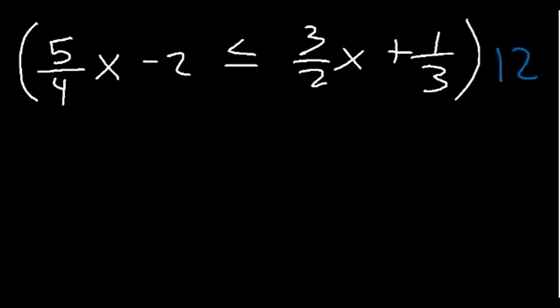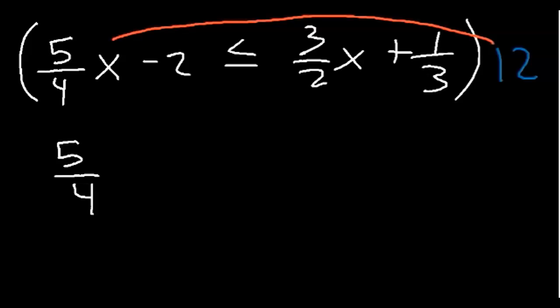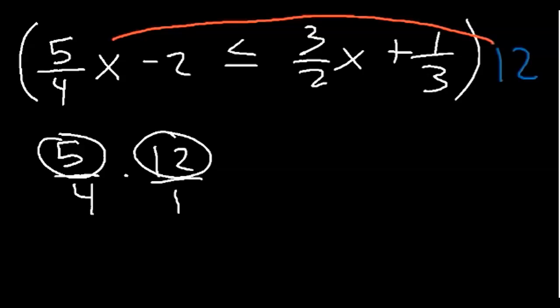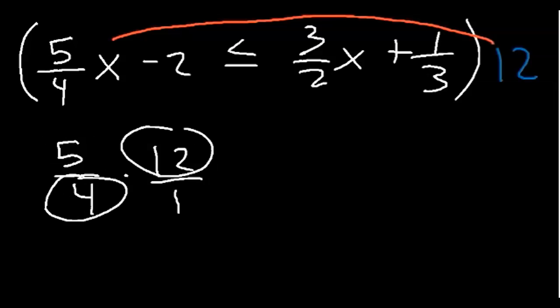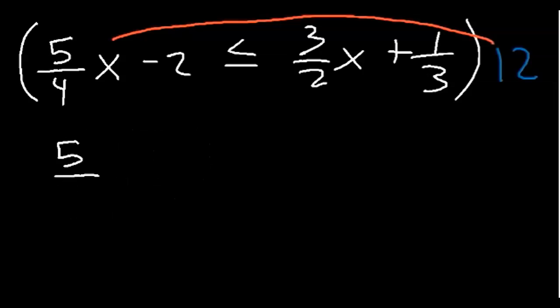So what is 12 times 5 over 4x? If you multiply 5 over 4 by 12, what do you get? So you can do 5 times 12, which is 60, and then divide by 4, which is 15. Or you could divide first and then multiply. 12 divided by 4 is 3. 3 times 5 is 15. So 5 over 4x times 12 is 15x. So we no longer have a fraction at that point.